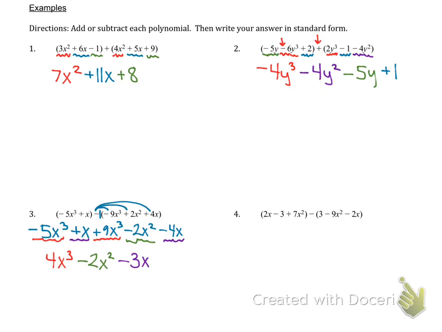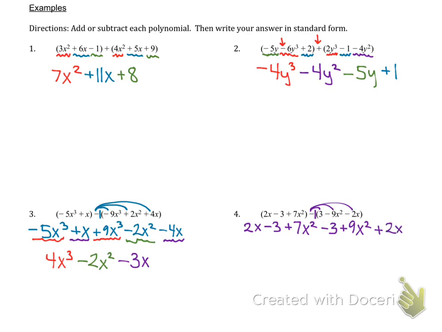The last one is number 4. Again, I see that I'm subtracting, so that I don't have to worry about subtracting, I'm going to distribute the negative 1 first, and then I'm going to combine like terms. So first I'm going to rewrite the first polynomial, so 2x minus 3 plus 7x squared. Negative 1 times 3 is a negative 3. Negative 1 times a negative 9x squared is a positive 9x squared. And negative 1 times a negative 2x is a positive 2x.